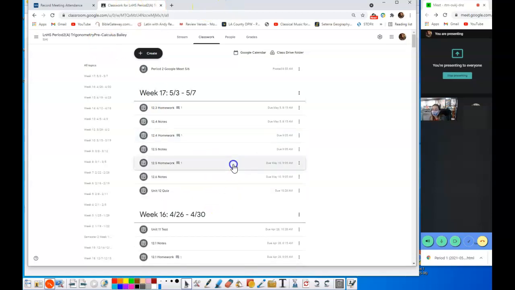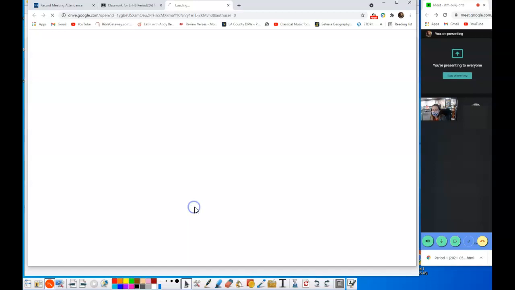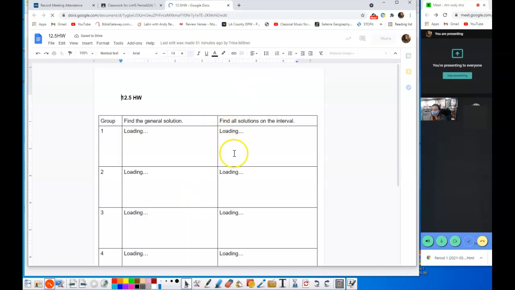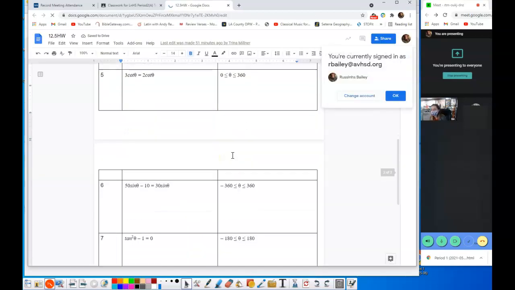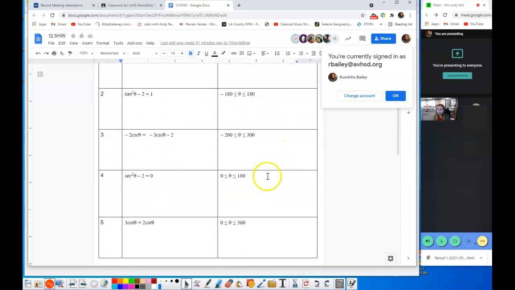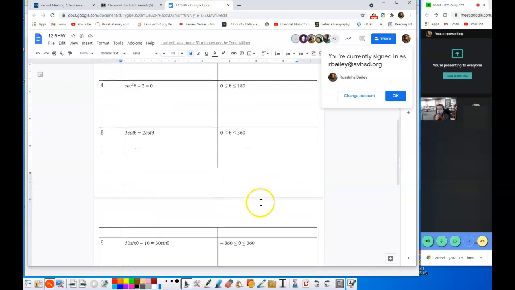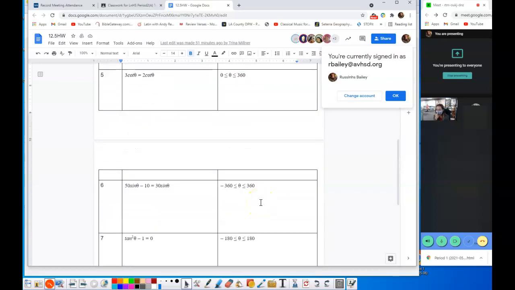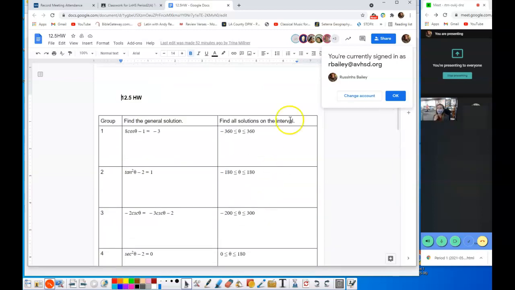Then go ahead and open the 12.5 homework Google Doc. We've got 7 problems today, so we'll be doing 7 groups. Notice that these problems are in 2 parts. You're going to find the general solution first, and then find all solutions on the specified interval. Notice that not all of the intervals are the same. They're different, so we're going to consider those intervals when we find our solutions.